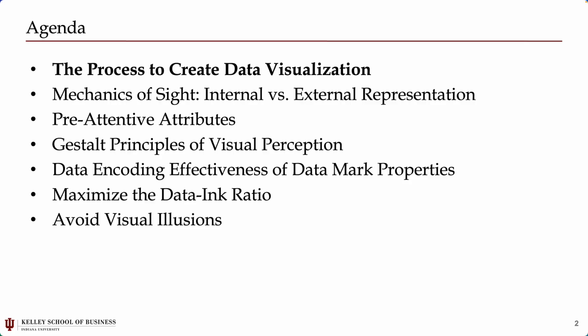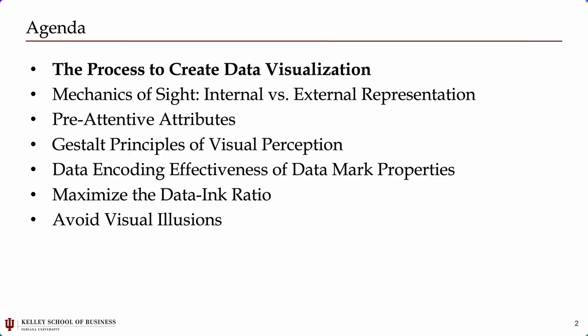Next, we will explore pre-attentive attributes. These are the visual features that grab attention instantly before you even consciously think about them. Next, we are going to talk about Gestalt Principles. These are rules discovered by German psychologists that explain how we naturally group and organize what we see.